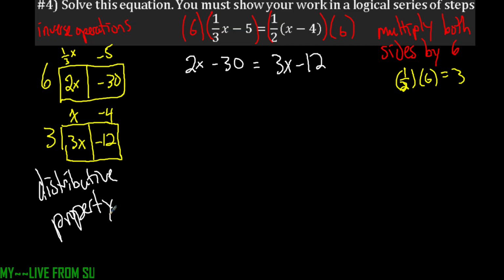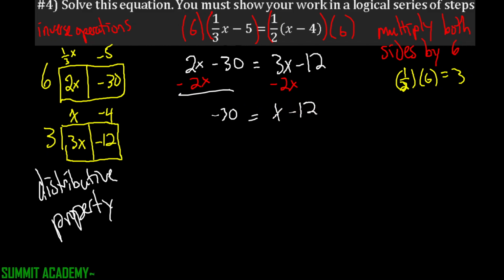So now that we have our distributive property done, I need to get all the variables on one side. I look at the coefficients of both of these terms with x in them. Which has a lower coefficient? Well, this is going to be 2. So I'm going to add the opposite to both sides. I subtract 2x from both sides. So I have -30 equals x minus 12. Same idea with our constants. I need to get the constants to the other side, so I'm going to add the opposite to both sides. I'm going to add 12 to both sides.